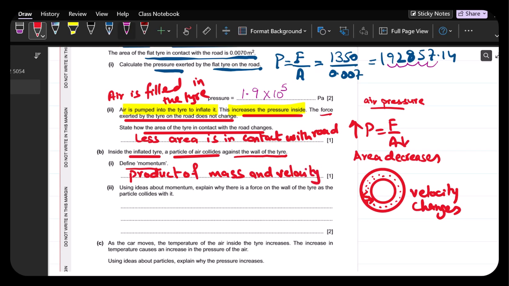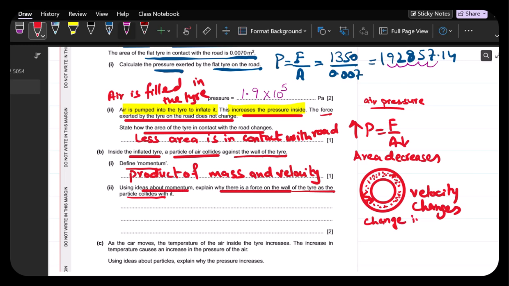So in part 2, using ideas about momentum, explain why there is force on the wall of the tire as the particle collides. So you can see the particles are going to collide. I have drawn this picture. You can see here the particles are colliding with the wall of the tire. So when they are colliding, there is a change in momentum per unit time.